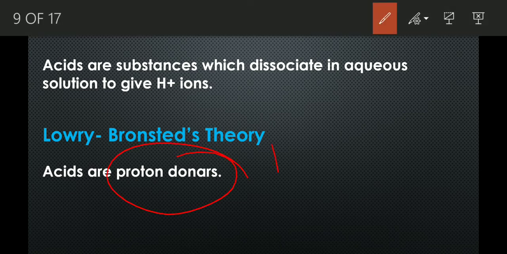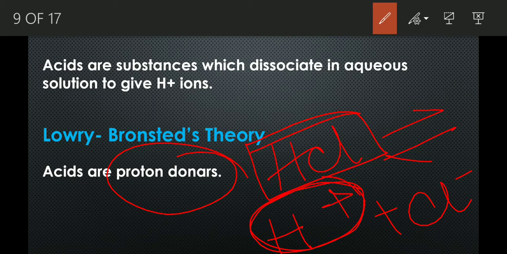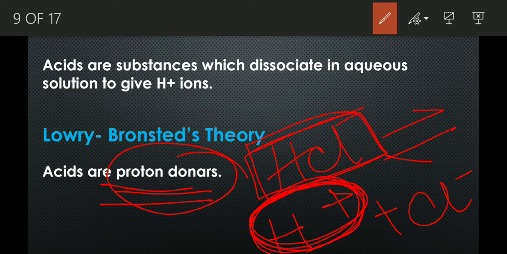Proton donors means, see, in case of HCl, what will happen? It will dissociate into H plus and Cl minus. Here, H plus is the proton. Here, the acid HCl is giving out H plus. That means HCl is donating this particular proton. That's why acids, according to the Lowry-Bronsted theory, are proton donors. Okay.